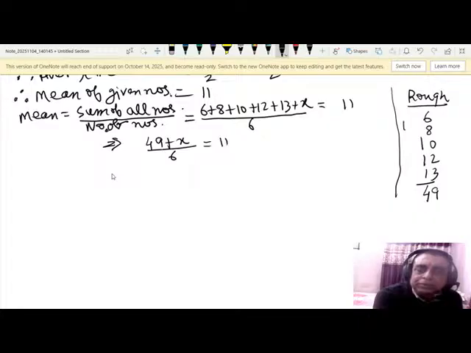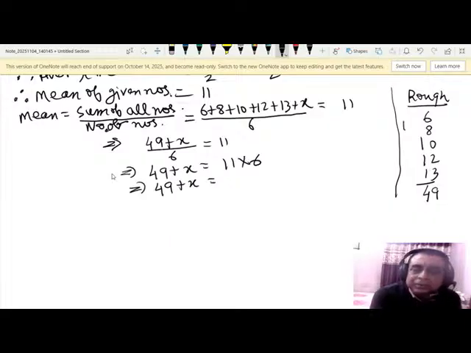The value is 11. Now move this 6 to the right side. On the left it is dividing; when it moves to the right, it will change to multiplication. Now simplify it. 49 plus x equals 11 times 6, which is 66. So x is 66 minus 49, which is 17.